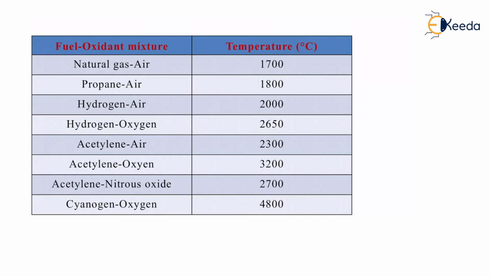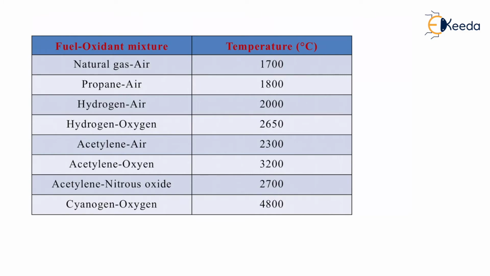Second is propane. Propane is nothing but 3 carbons in a straight chain. C3H8 is propane. The oxidant for propane is air. Again, we take the normal mixture of different gases, air, and we know that air also contains oxygen in it. So we take air in the presence of propane, and the temperature maintained is 1800 degrees Celsius.